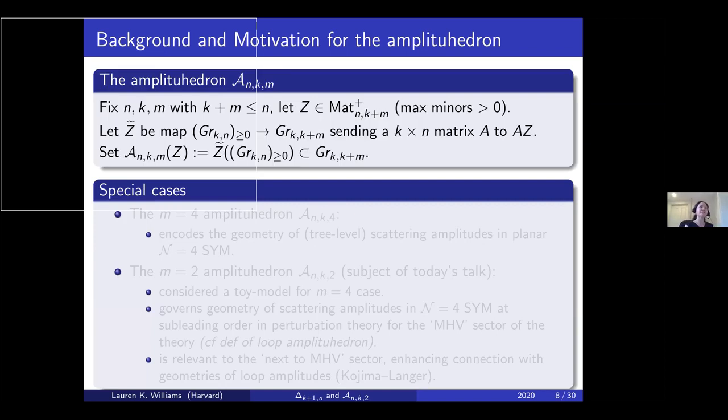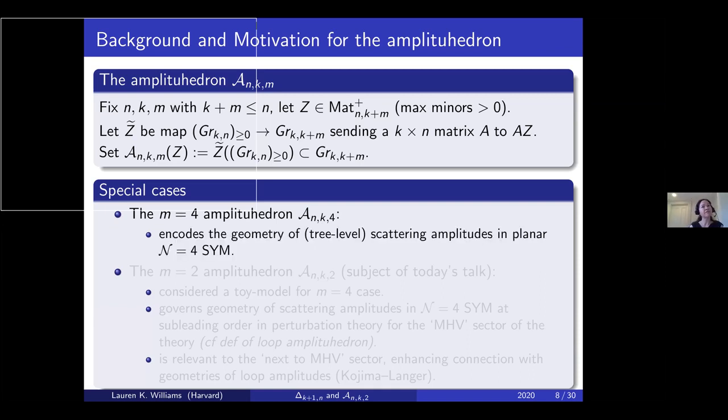Okay, so in this top block, I'm just reminding you of the notation of the amplituhedron. And I'll just mention a few special cases. So the m equals 4 amplituhedron is the one that most of you will care about. It encodes the geometry of tree level scattering amplitudes in planar N equals 4 super Yang-Mills.